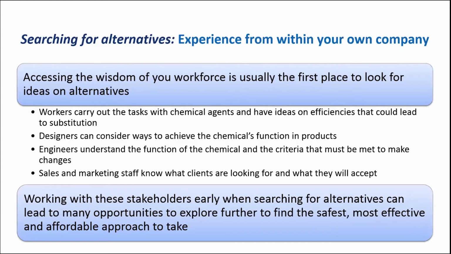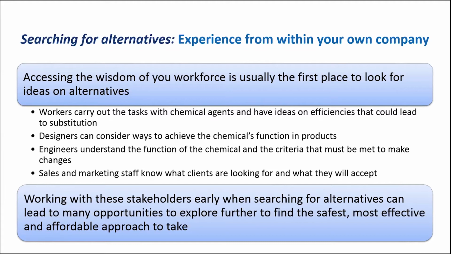Several departments in your organization can have insights on alternatives. Accessing the wisdom of the line workers, the product designers, the process engineers, the sales force, etc., is usually the first place to look for ideas on alternatives. Workers who carry out the tasks associated with those chemicals may have great ideas on efficiencies and alternatives that could lead to an effective substitution strategy.